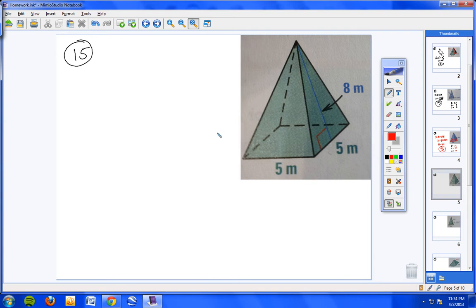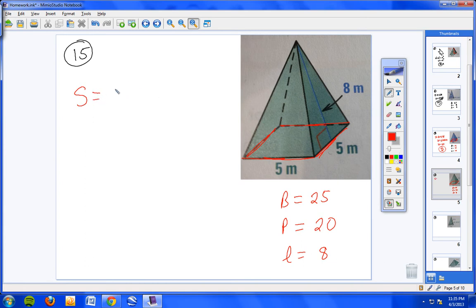All right, number 15, they want us to find the surface area. And so we know we're going to need the area of the base, the perimeter of the base, and the slant height. So here we go. Area of the base would be 25. Obviously, we have a square for the base, so 5 times 5 would give me the area. The perimeter would be 5 plus 5 plus 5 plus 5, so the perimeter is going to be 20. And look, they gave me the slant height again. The slant height is 8. So they're being kind of nice to us there.